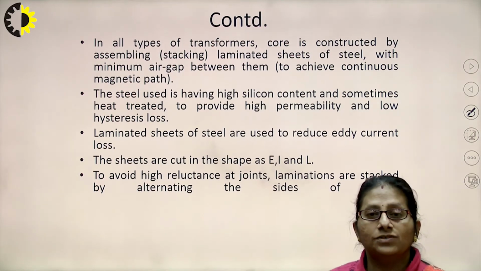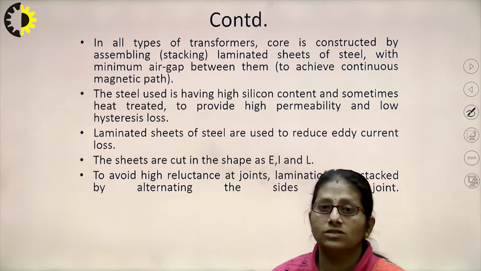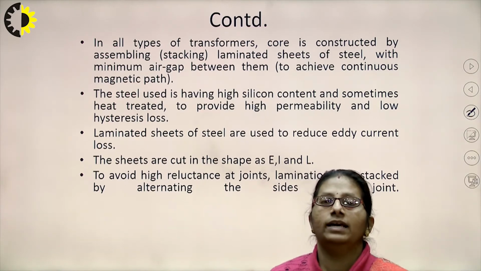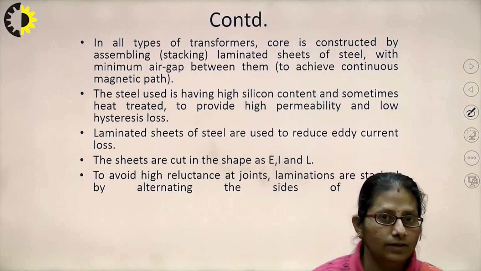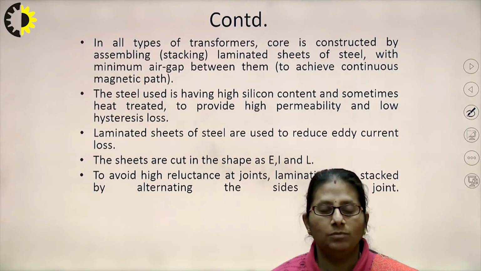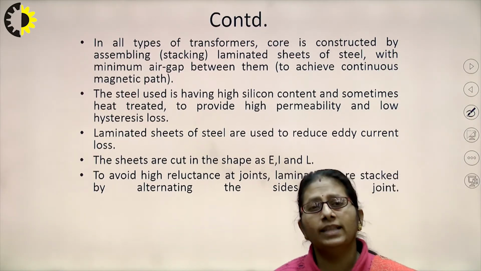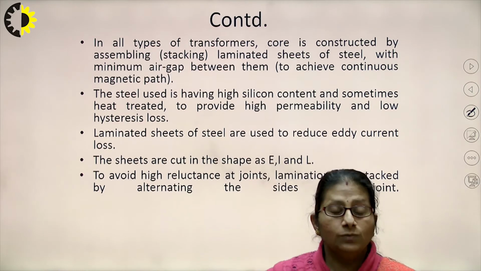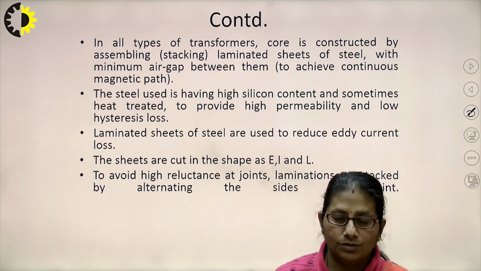Once again, this hysteresis loss needs to be minimized, and it is based upon the area of the hysteresis curve. What is this hysteresis curve? This is the curve between B and H, right. We will once again be studying that, the B-H curve. So, in that, what we need is a material of higher permeability to be used.